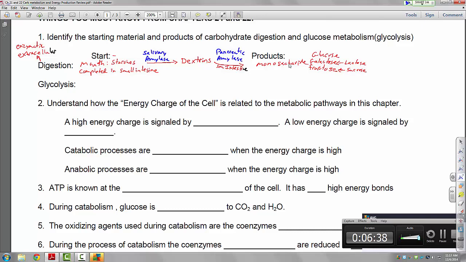Now glycolysis is intracellular. So the process of digestion, these monosaccharides are released. These go into the bloodstream. They're taken up by cells. And it's also not only in the cell, but it's also cytosolic. Occurs in the cytosol.